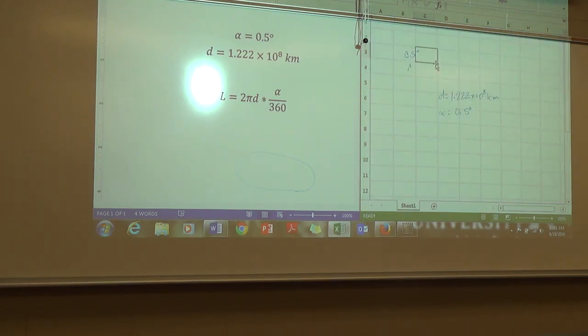Okay, so 2 times pi, times 1.222, and in Excel it's times 10 to the 8, times 0.5 divided by 360, and what we get is L equals 1.06 times 10 to the 6th. What do you get? Now, the way Canvas grades things, you only have to be within 2%. So you don't have to have it exactly right, just be within 2% and you're good.